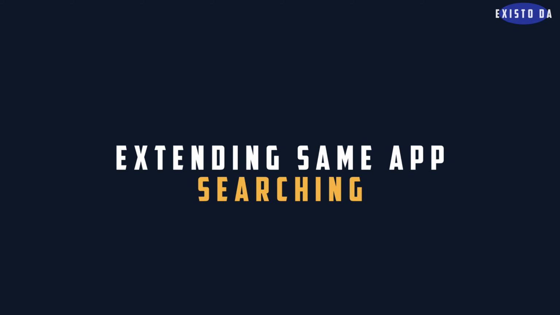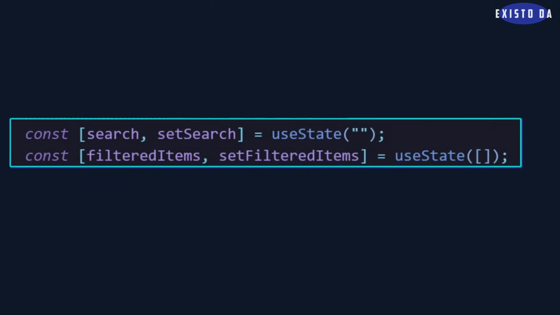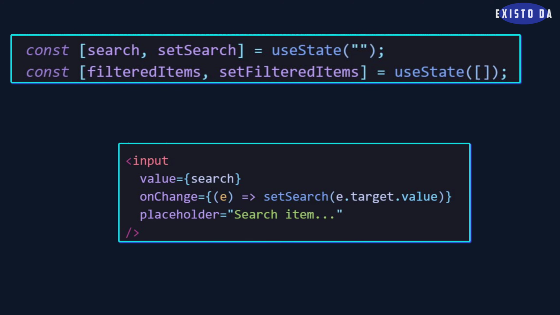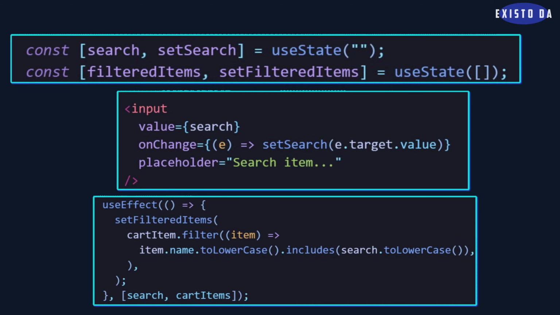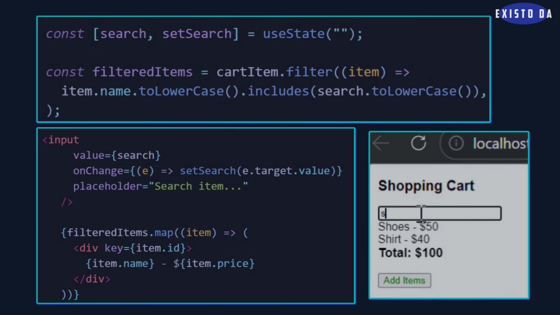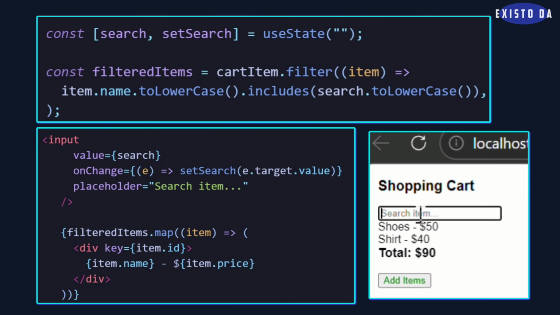Now let's add filtering logic. We have two states, search and filtered items state, and we take one input and use an effect. I want you to find what we are doing wrong. We are syncing state with state. This is unnecessary. Here is the correct way. Render runs, filter runs, UI updates.